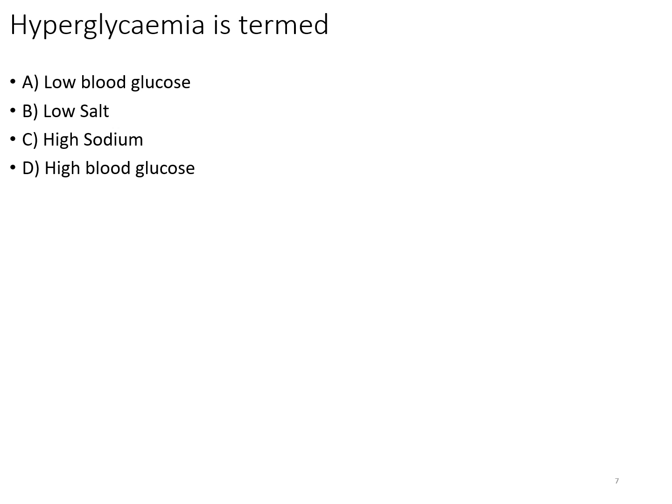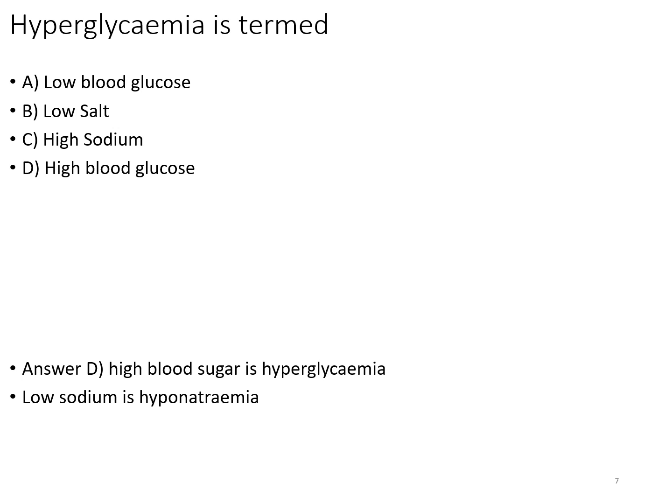So what is it? It's high blood glucose. So the answer should be D. High blood sugar is hyperglycemia. So what we thought we'd do is put some additional stuff on here for you, because no learning is bad learning, and this is all cool stuff.